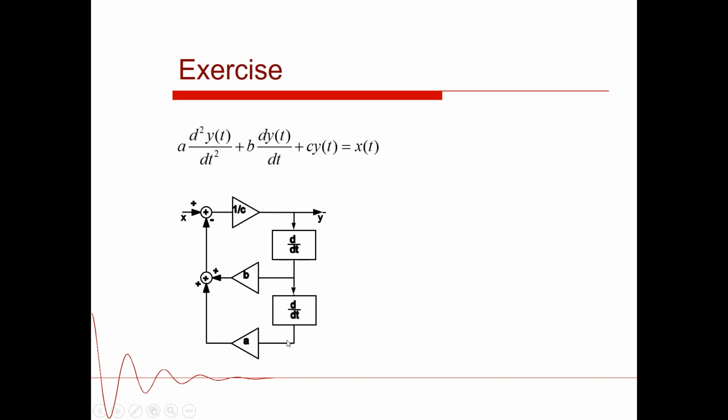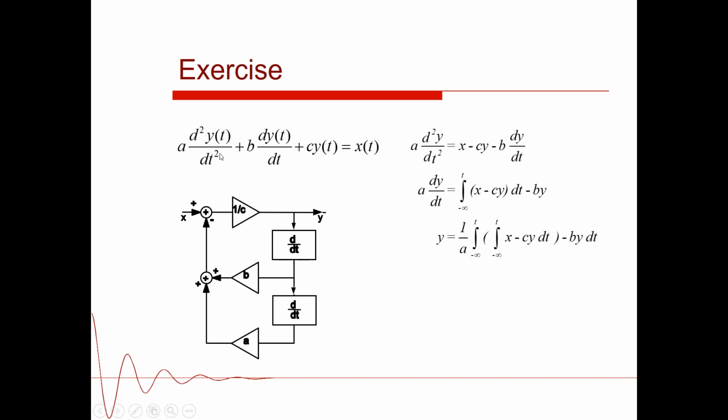Now let's look at the approach in which we only use integrators. Well, then I put the highest derivative of my differential equation to the left side of the equation and put all the other parts to the right side of the equation. And then we get a times the second derivative of y, so a times d squared y dt squared, is equal to x minus c times y, put that to the right side of the equation, minus b times dy dt.